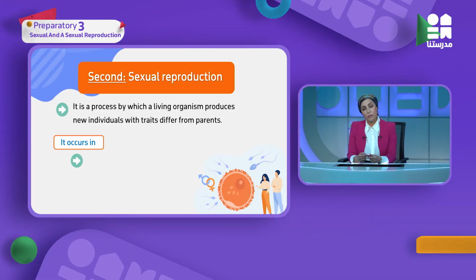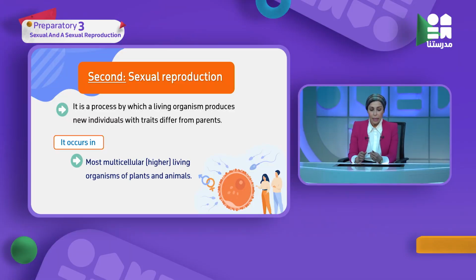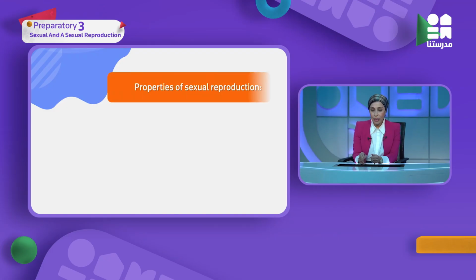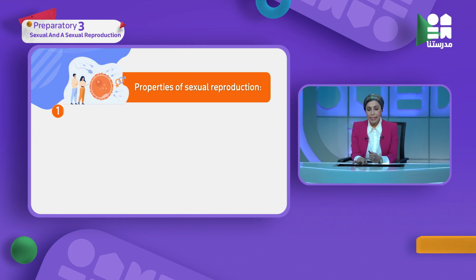طيب it occurs فين؟ It occurs as I said before in most multicellular higher living organisms. Multicellular يعني عندها more than one cell، وhigher عشان هي مرتقية شوية مش primitive like we said before في الexamples اللي فاتت. هنا بتحصل فين؟ في طبعا في animals and في human. As I said in one condition the presence of either male and female and the new individual are not typical to their parents. طيب هنشوف هنا ايه properties of the sexual reproduction.